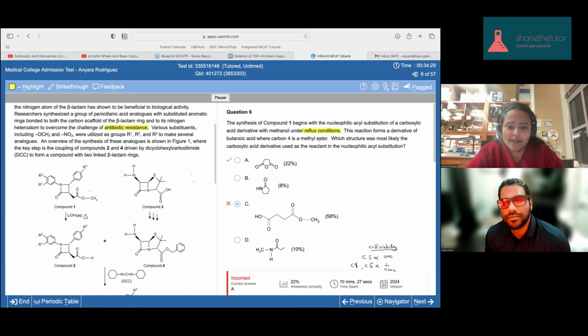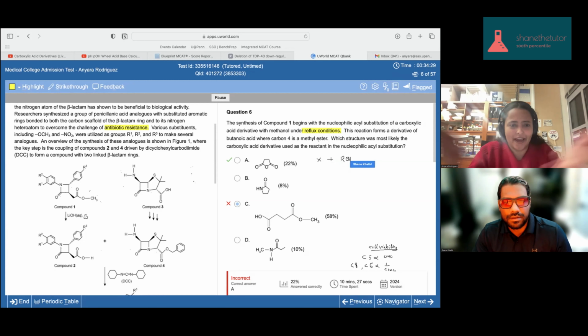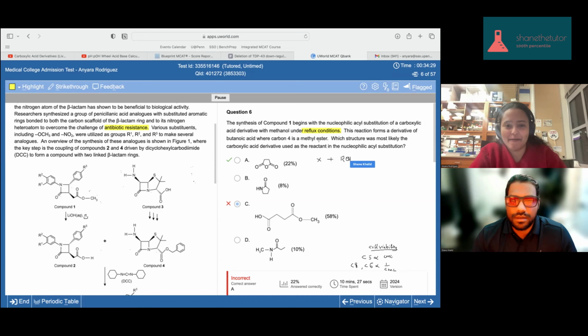So you have one of these derivatives with methanol, which is an alcohol with a methyl attached. OH with a methyl attached. I guess high heat, maybe high pressure, I don't know. A derivative, and you have forming a carboxylic acid, a 4-carbon carboxylic acid, where carbon 4 is a methyl ester.